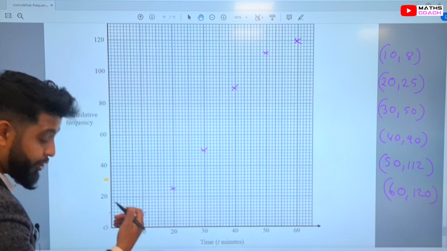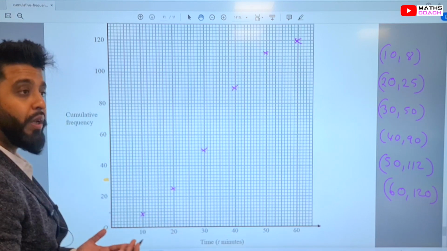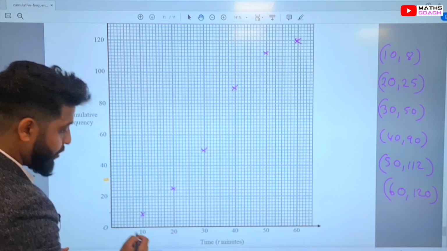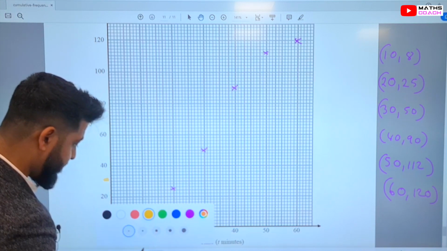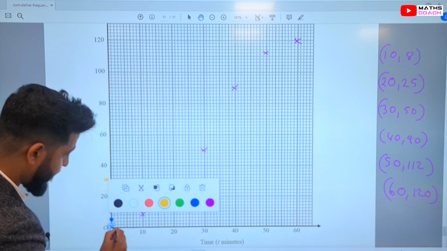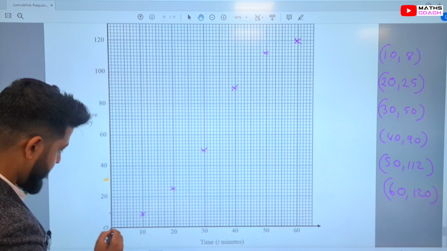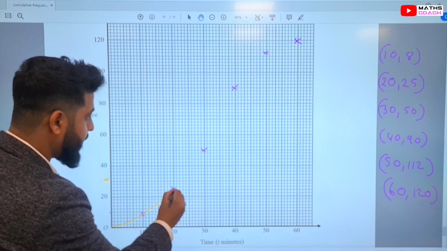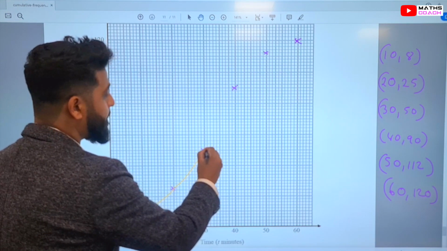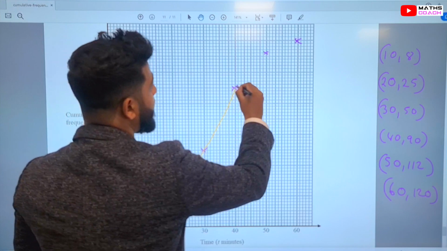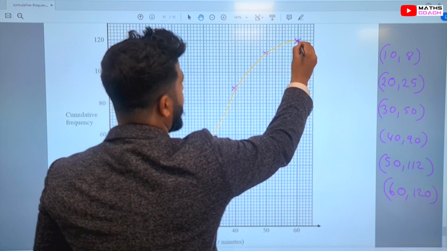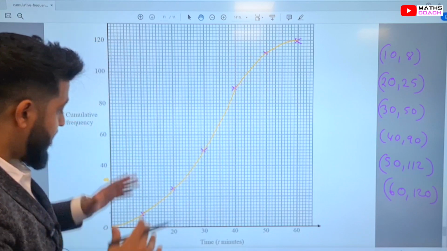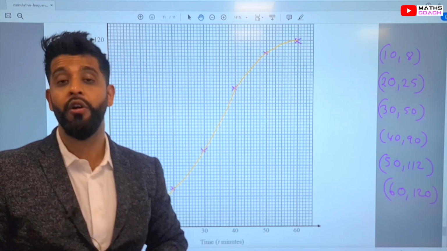And all you do is you can do this freehand, or you can actually even use a ruler. They do allow that. But I don't have a ruler handy, so I'm just going to use my free hand to do this. I'll just use another color pen as well. You just join them up. There, there, there, there, and there. And you can see that nice and smooth curve. That is my cumulative frequency graph completed.